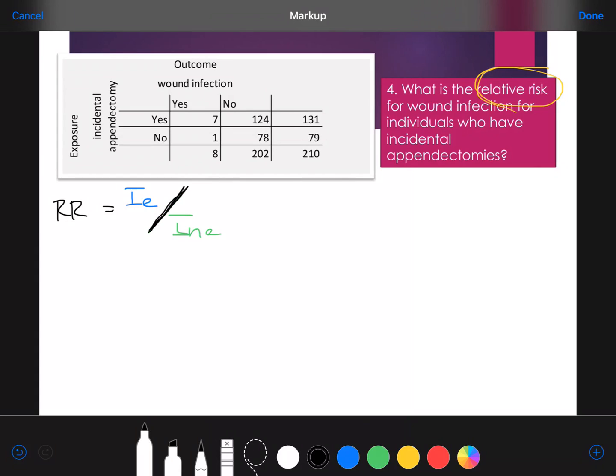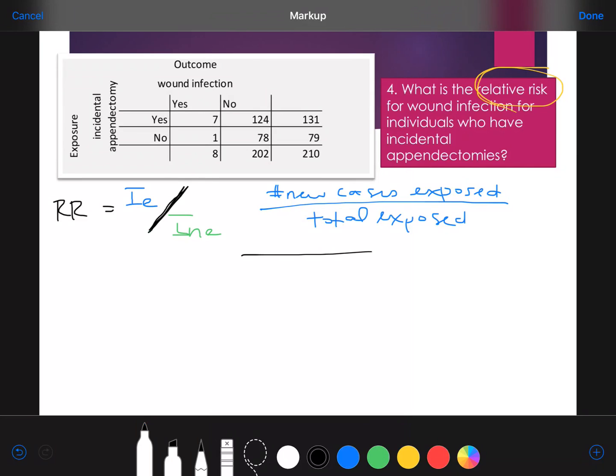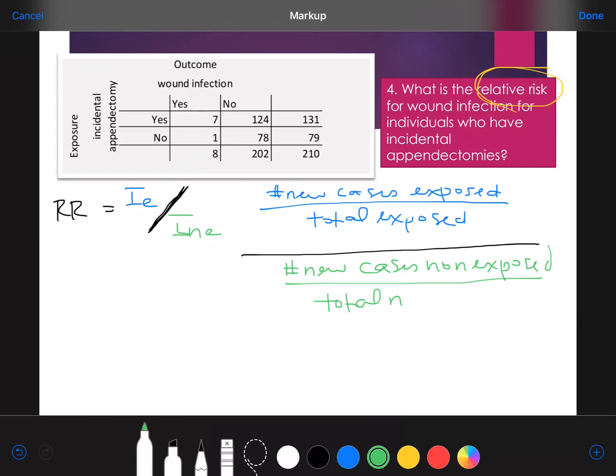Just make it clear. Incidence in the exposed. In order to calculate that, we need the number of new cases in the exposed over the total exposed, divided by the number of new cases in the non-exposed divided by the total non-exposed. Okay. So where do we go get those data?